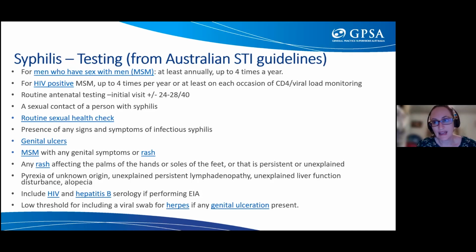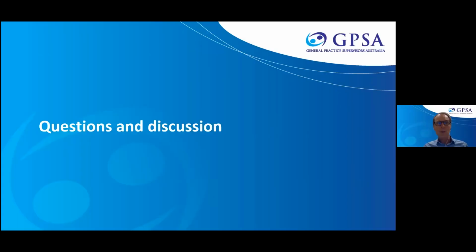So that's important. Any sexual contact of a person with syphilis, offering it for any routine checkup, offering syphilis serology. But certainly if there's any signs or symptoms of syphilis, so really low threshold for testing if there's a genital ulcer, and you can take a viral swab of the ulcer and request syphilis PCR from a direct swab of an ulcer. Any men who have sex with men with genital symptoms or rash, funny unexplained rashes can be syphilis as well. So if persistent or unexplained rashes, again, low threshold for syphilis. Pyrexia of unknown origin, persisting lymphadenopathy, unexplained liver dysfunction, always just think in the back of your mind, syphilis. Through the sexual history taking, all the way through to syphilis serology.